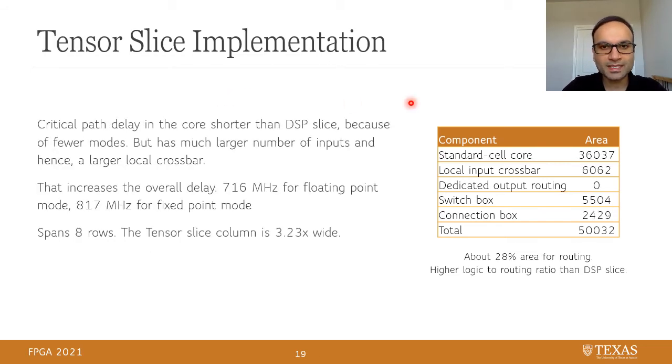We implemented the tensor slice based on the architecture that was described earlier. The critical path of the core of the tensor slice was shorter than the DSP slice because it has fewer modes. But because of the large number of inputs it has a larger crossbar, and therefore the overall delay was larger and the frequency was slower. The tensor slice spans 8 rows in our FPGA layout. On the right side, the table shows the area of various components of the tensor slice. We can see that about 28% of the area is routing, which is less than the percentage on the DSP slice. The tensor slice has a higher logic to routing ratio than a DSP slice.